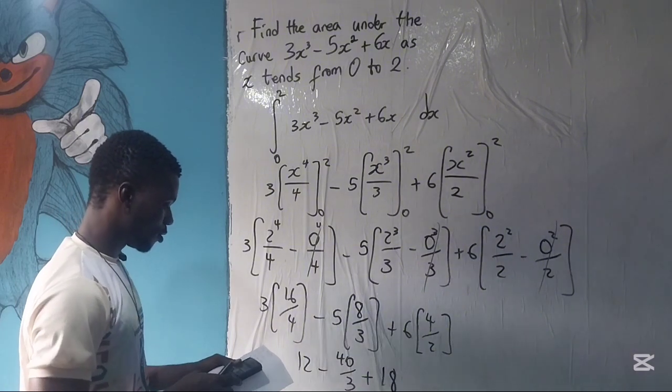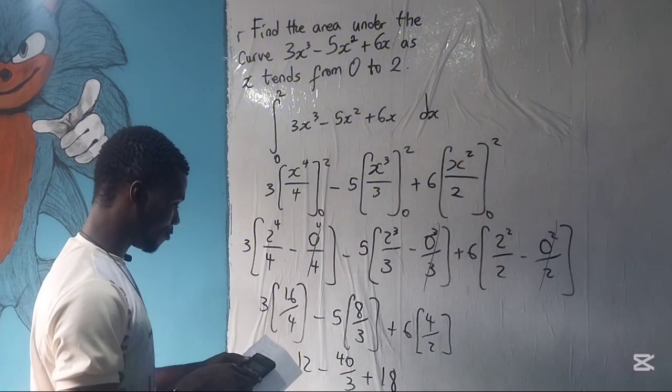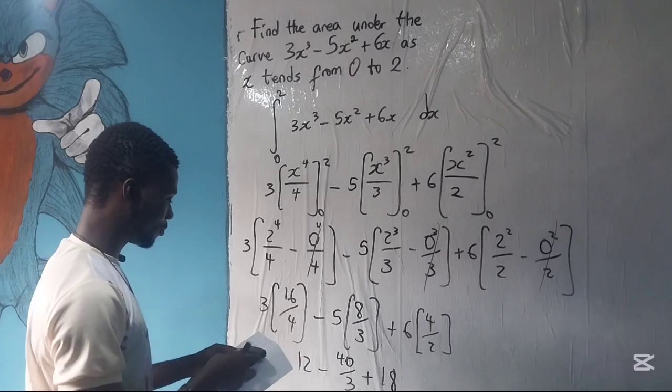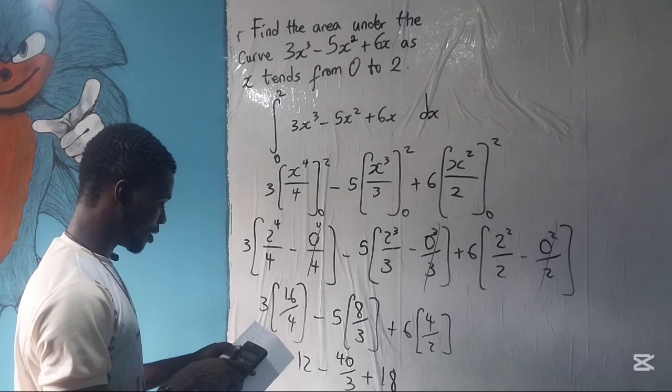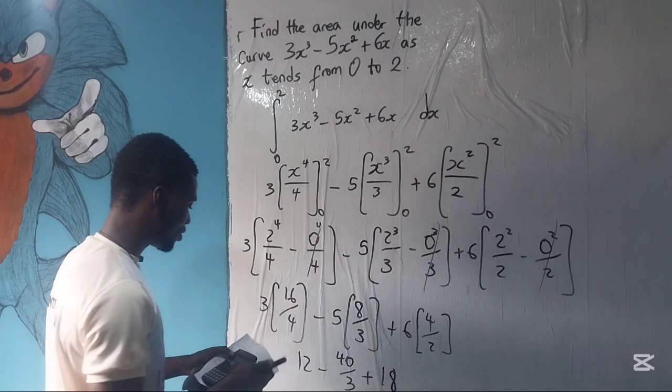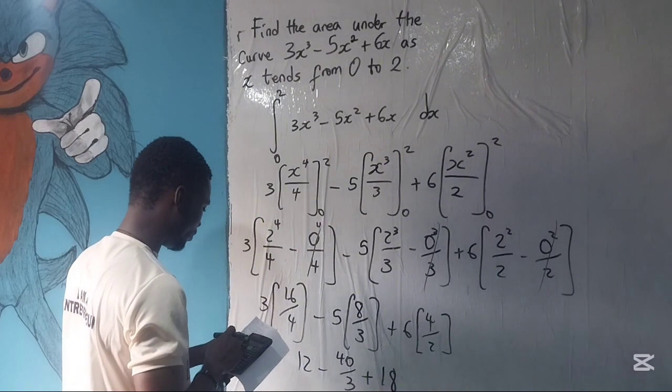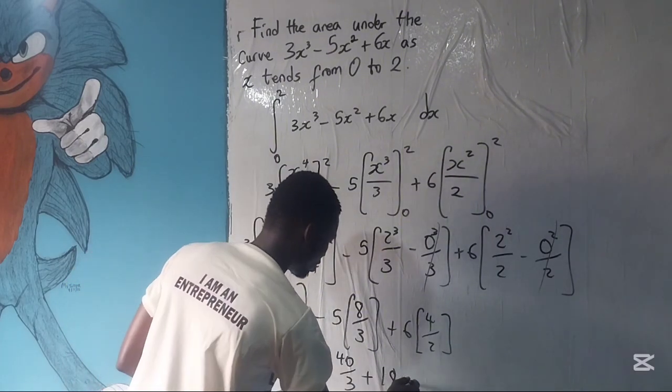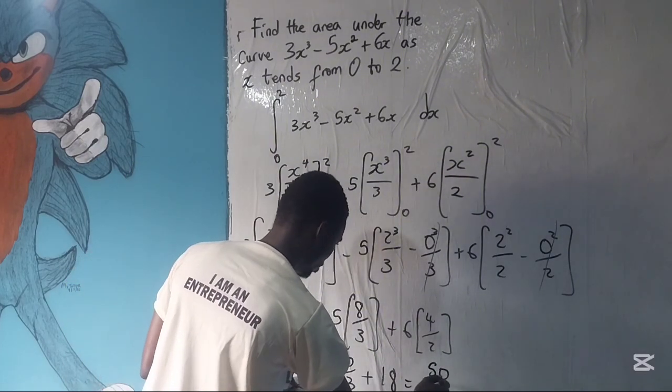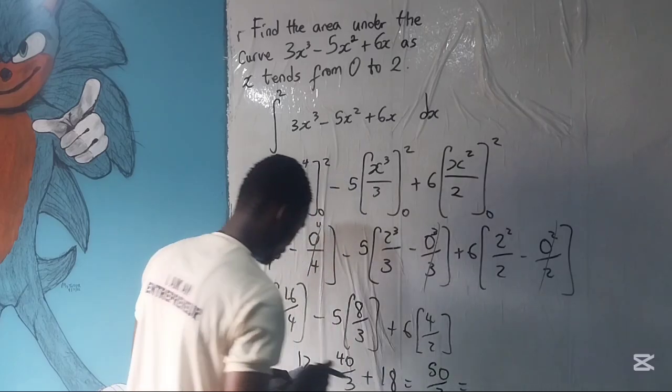I made a mistake there. 4 divided by 2 is 2. So 2 times 6, that's 12. 12 should be there, not 18. Please correct that. So that's 12.